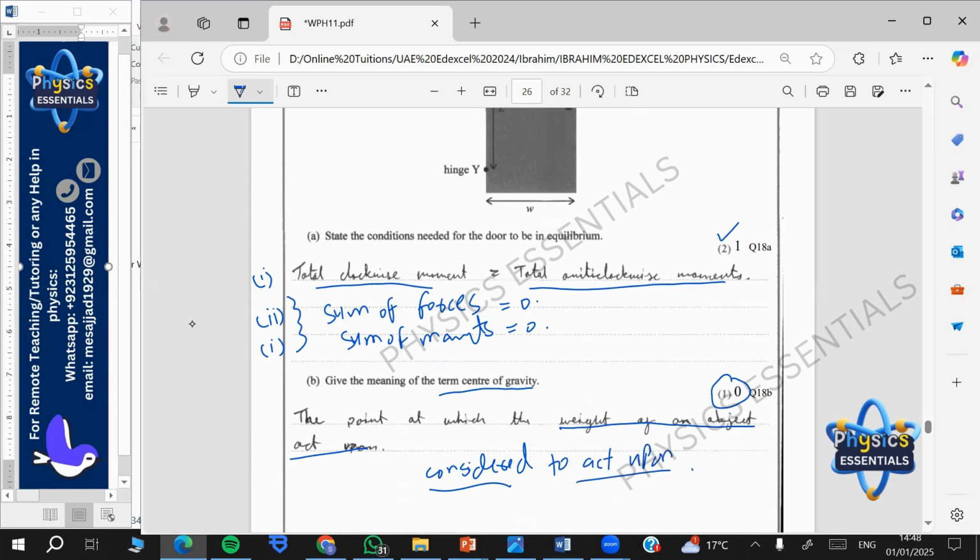Because the center of gravity changes with the orientation. If a body is in standing position, the center of gravity will be up high, and if it is laid down horizontally, the center of gravity will come down. So it depends on your orientation. Therefore, we always say that the point where the weight of the object is considered to act is called center of gravity. And he knew that concept, but he lost 1 mark because he didn't write this keyword. You need to be very careful with that.